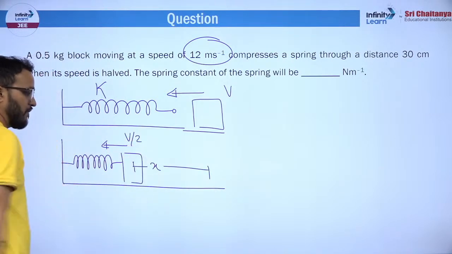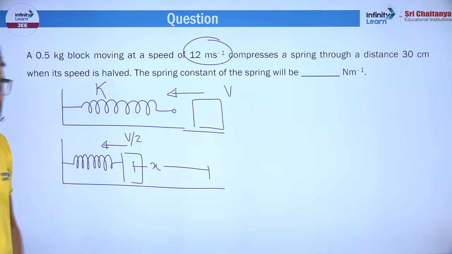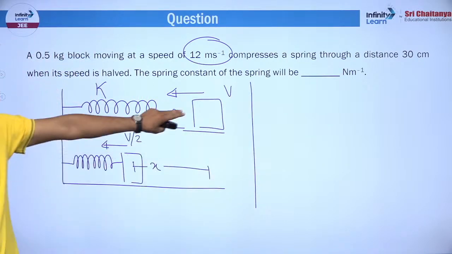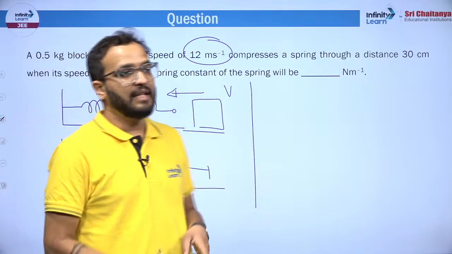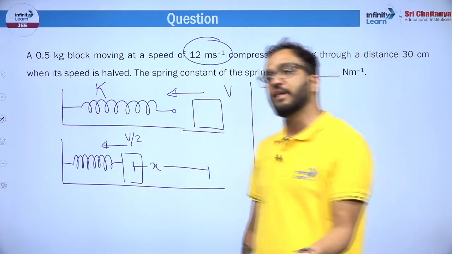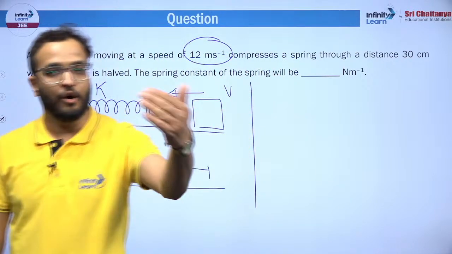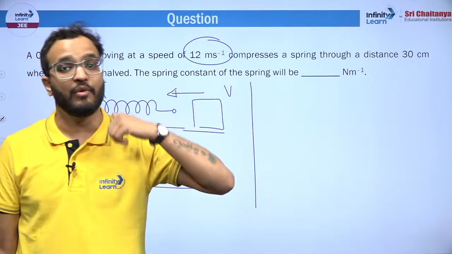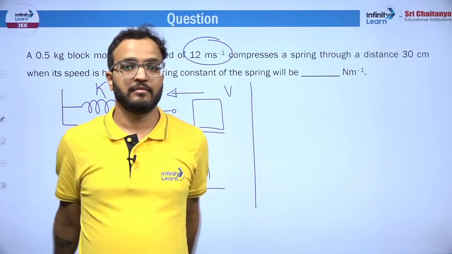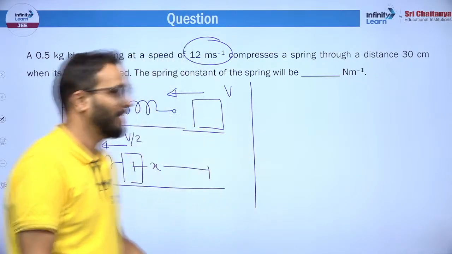तो आप क्या बोलोगे? वर्क डन बाय ऑल द फोर्सेस इज इक्वल टू चेंज इन काइनेटिक एनर्जी, या आप ये भी बोल सकते हो वॉट एवर लॉस इन काइनेटिक एनर्जी दैट इज टेकिंग प्लेस फॉर द ब्लॉक, दैट पर्टिकुलर लॉस ऑफ काइनेटिक एनर्जी इज गोइंग इन द फॉर्म ऑफ पोटेंशियल एनर्जी इन द स्प्रिंग. So clearly we can say the loss in kinetic energy of the block is equal to the gain in potential energy of the spring. Are you understanding? Hey guys, are you understanding?